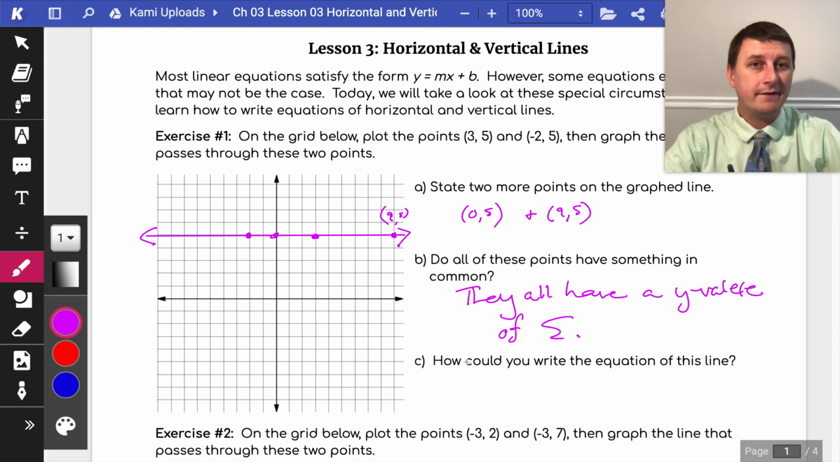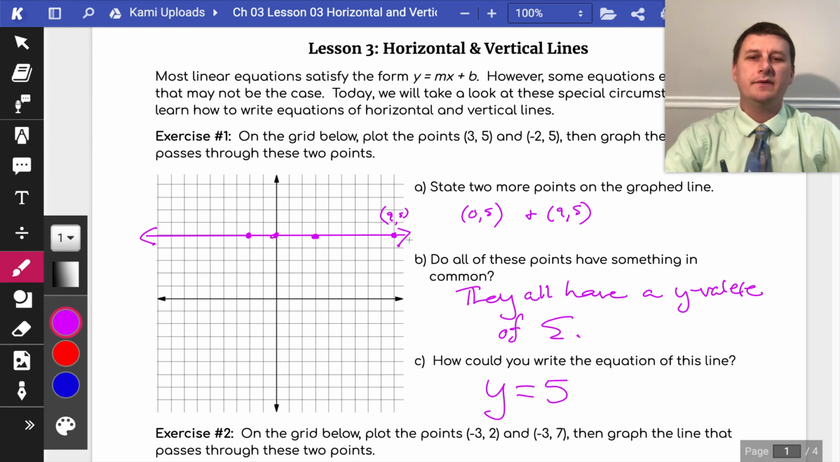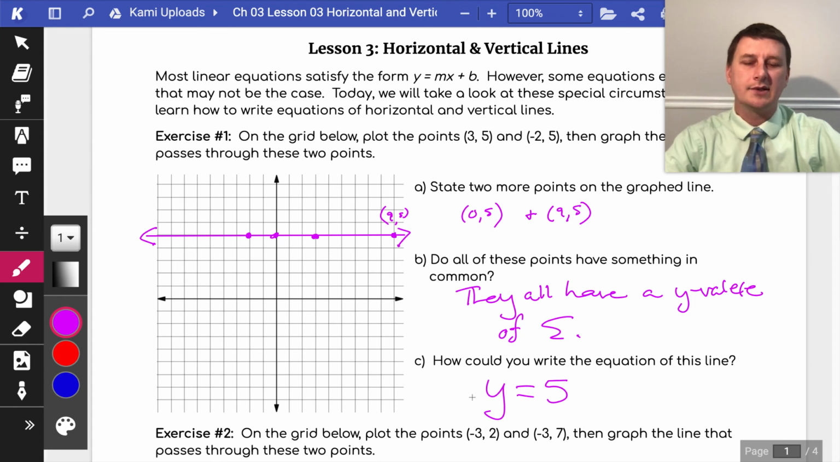So how could I write the equation of this line? Well, if the y value is always going to equal 5, we could say that y is always going to be equal to 5. So if you're dealing with a horizontal line, the way I like to think of it is that it's going to be a y equals line because it crosses the y-axis. And it crosses the y-axis, in this case, at 5, so it's going to be y equals 5. So a horizontal line is a y equals line that's equal to the point where it crosses the y-axis.